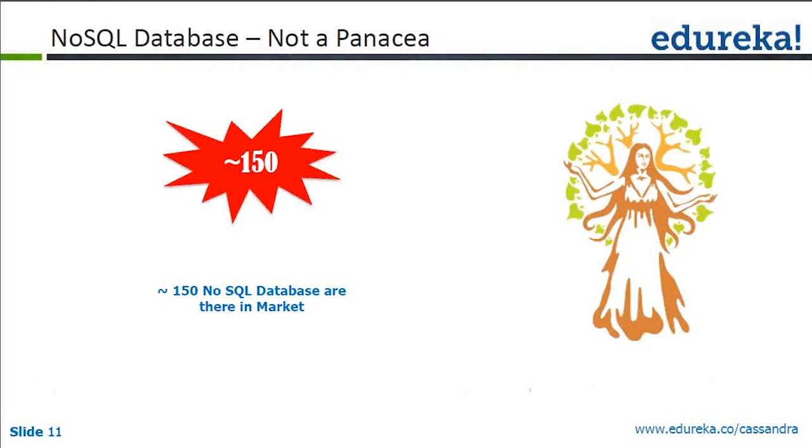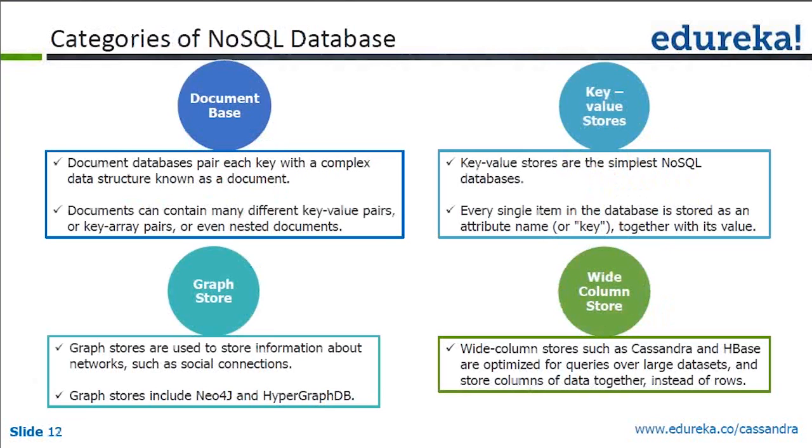So as I've said, there are around 150 NoSQL databases in the market. If we categorize all these types of databases, there are 4 basic types. One is the document database. That means the data is stored in the form of documents. And then we have key value stores. So basically, if you look at the data, it's all about the key and the corresponding values that are present. If you have heard about memcached, that's an in-memory database. It is basically a very simple key value store.